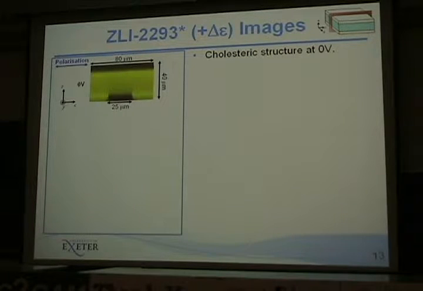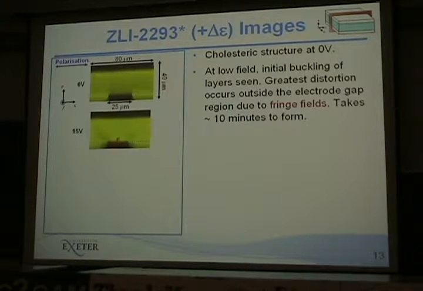So this is what we see as we start applying the voltage. So at 0 volts we've got our stripe structure, and then upwards it stays like that until we get to around 14, 15 volts. Then we start to see this sort of distortion in the cholesteric layers. So it takes a little while to form this. We allowed it to settle for about 10 minutes.